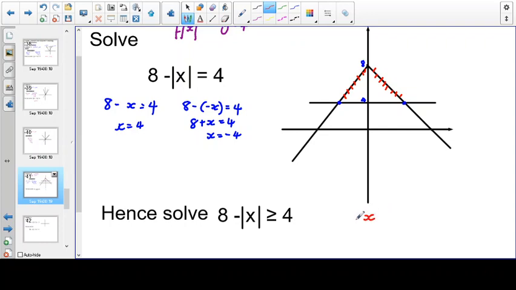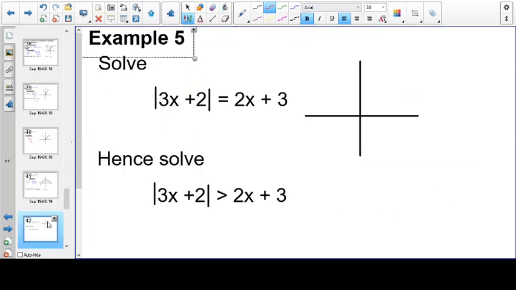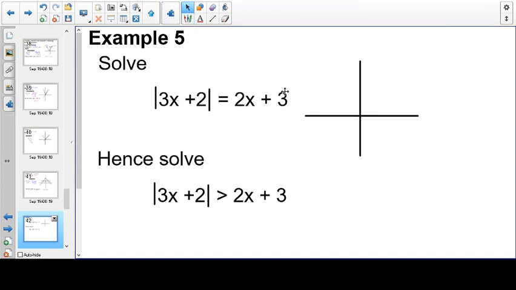So x is going to be greater than or equal to minus 4, but less than or equal to 4. Okay, a couple more. Solve modulus 3x plus 2 equals 2x plus 3. So we're going to draw modulus 3x plus 2 and 2x plus 3. So let's start off with the modulus one.